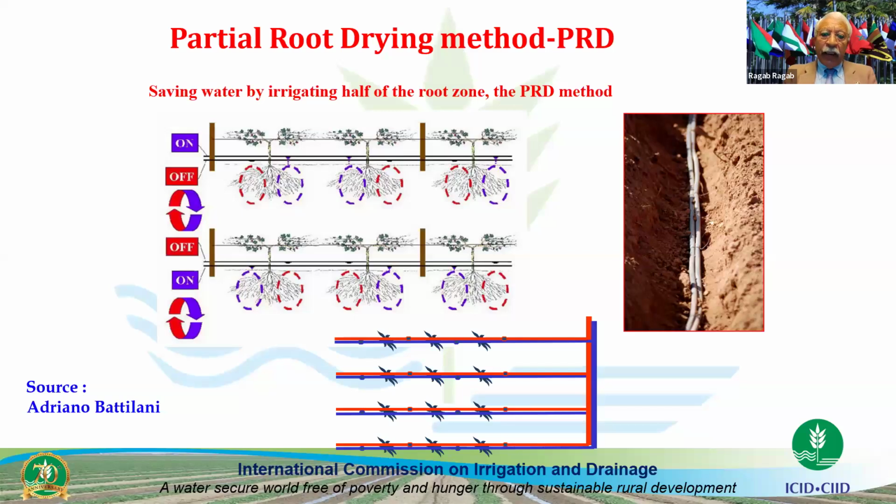More than that, we are actually using the partial root drying method. We irrigate half of the root zone of the crop at a time. So we put the plant here, in between two lines of drip irrigation under the surface, 9 to 12 centimeters below the surface. So the first irrigation, we irrigate the right half of the roots, and the second irrigation, we irrigate the other half. So we irrigate only one half of the root zone at a time, and that saves a lot of water.